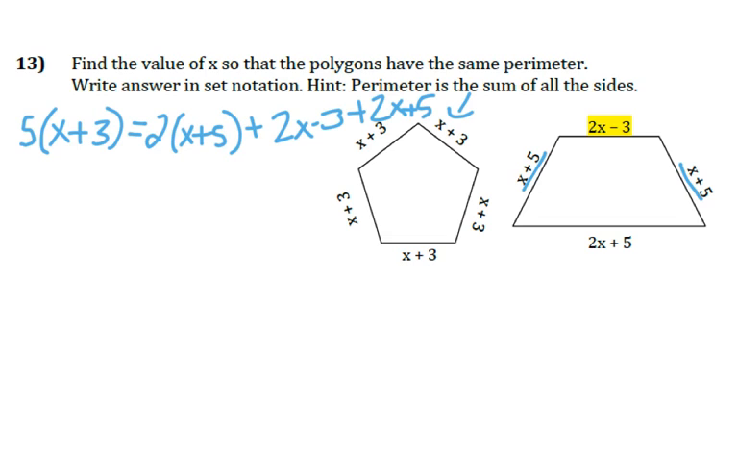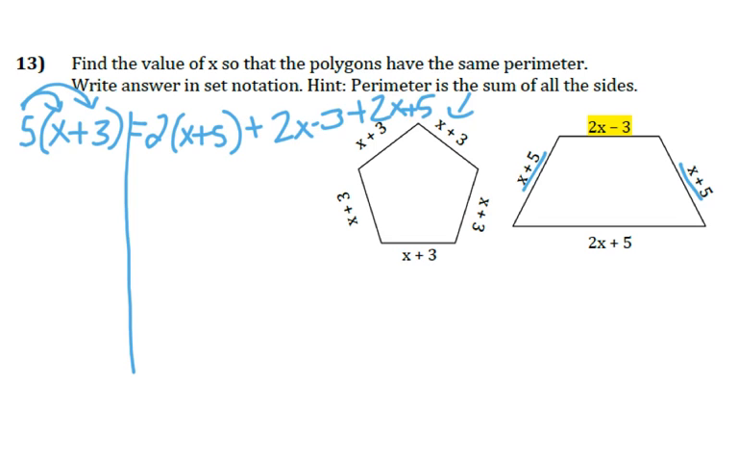Next, once we have this equation, we're going to look for like terms and distributive property so that we can simplify. So I'm going to draw a line down here from our equal sign. Looks like I need to distribute the 5 on the left side of our equation.